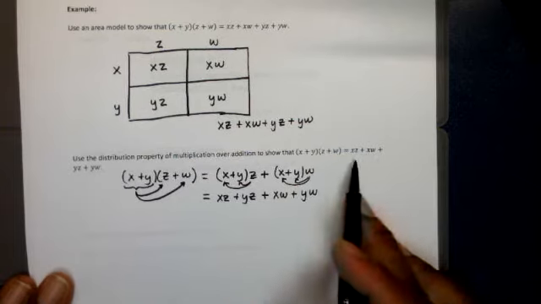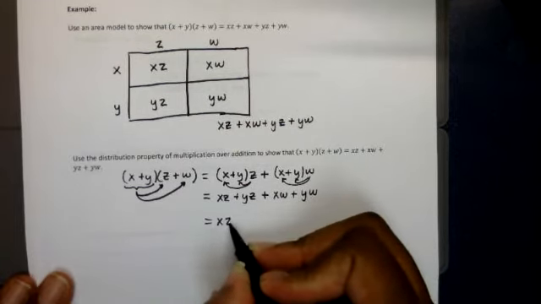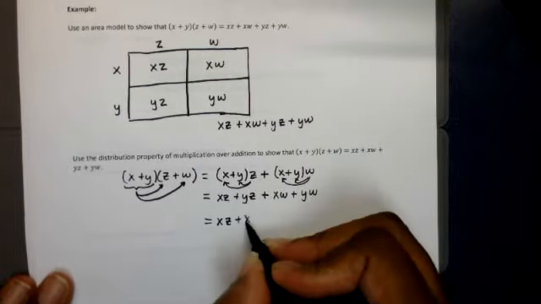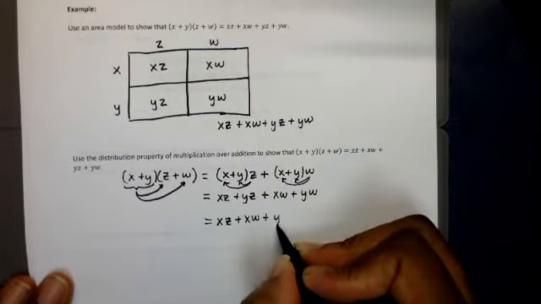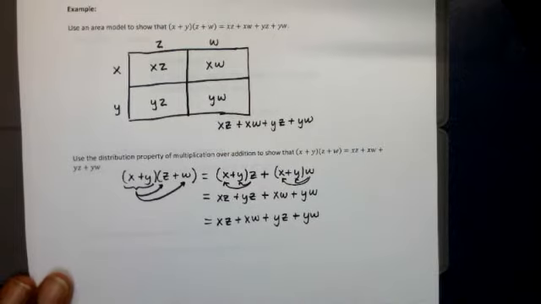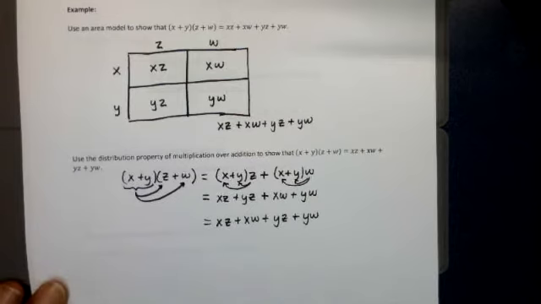And if I want this to look like this, I can use the commutative property, bring this down and change the order here of the yz and the xw. So it'll be plus xw and then plus yz plus yw. So here I'm using the distributive property of multiplication over addition to verify this.